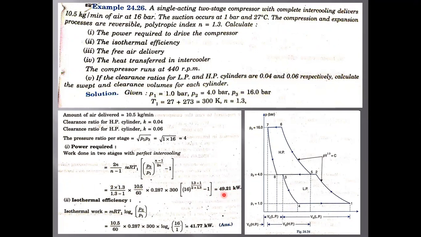49.21 kilowatts. See here, if he has mentioned any mechanical efficiency or that type of thing, then you need to divide this value by that mechanical efficiency. But he has not mentioned any mechanical efficiency or volumetric efficiency in the problem, so you need not divide by mechanical efficiency in this power required. Okay, so you will get 49.21 kilowatts. That is the final answer.